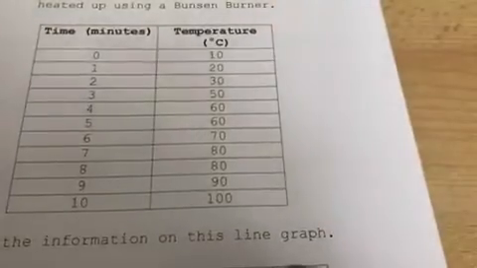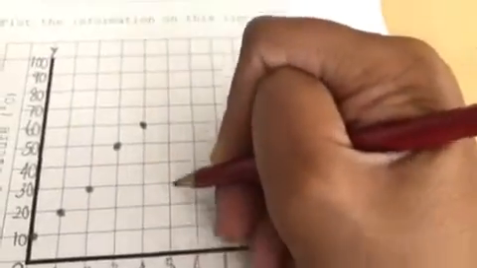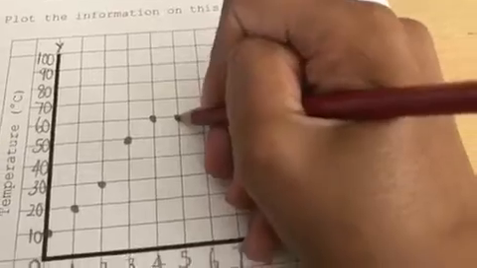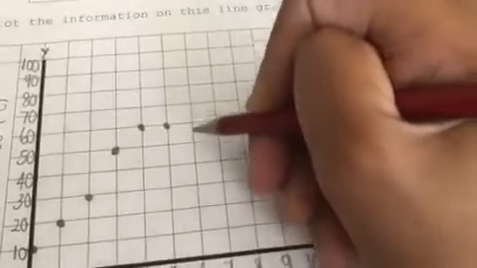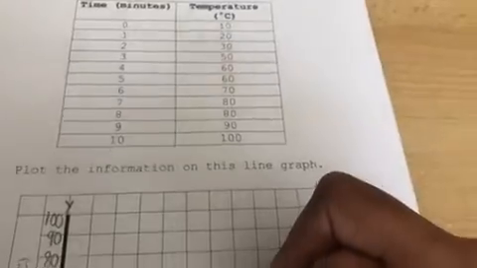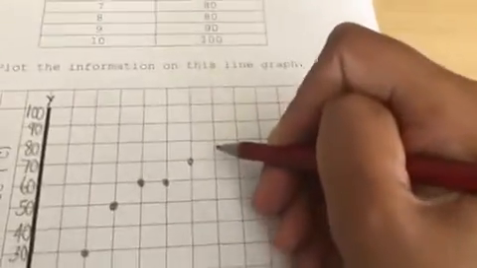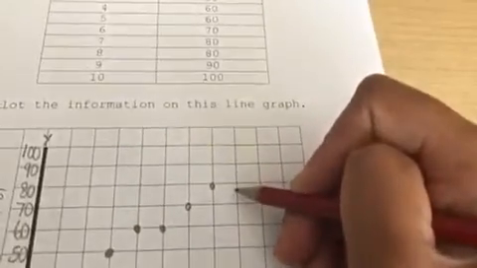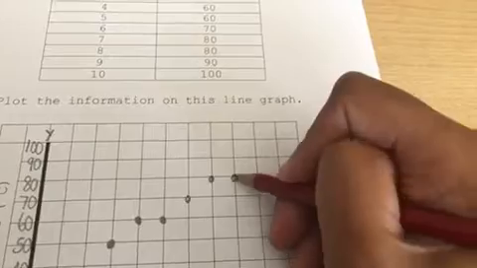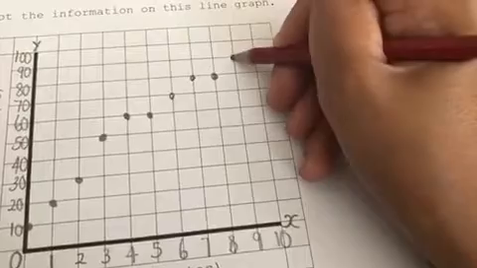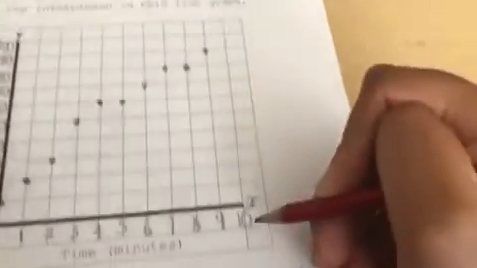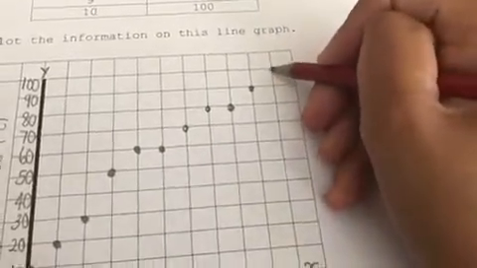In 5 minutes, my temperature was 60 degrees. In 6 minutes, my temperature was 70 degrees Celsius. In 7 minutes, my temperature was 80 degrees Celsius. And in 8 minutes, my temperature was also 80 degrees Celsius. In 9 minutes, it was 90 degrees Celsius, and in 10 minutes it was 100 degrees Celsius.